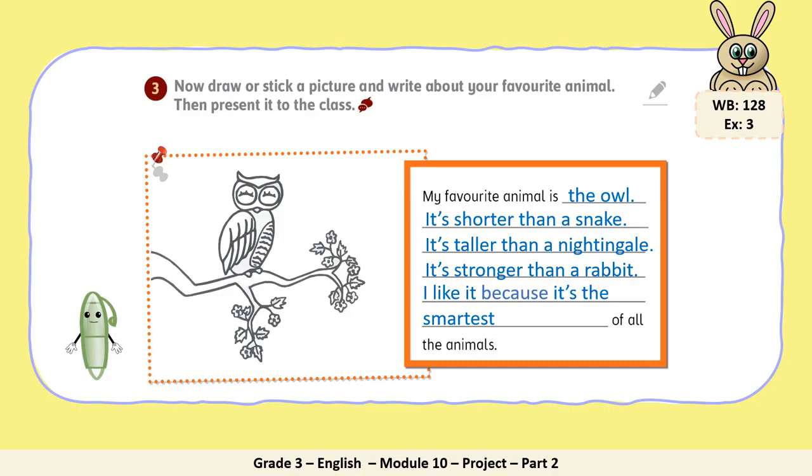I need you to do the same with your writing. Don't forget to use nice handwriting and leave spaces between words. You can also draw a nice picture of your favorite animal in the empty box.